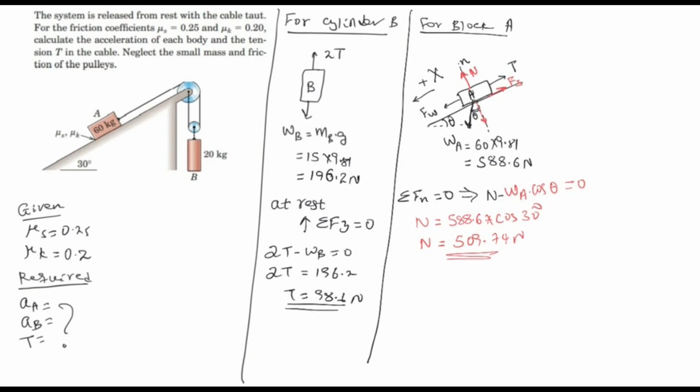Once we evaluate the normal force, let's evaluate the frictional force. So the static frictional force is equal to the static friction coefficient times the normal force, and if you substitute the numerical values, 0.25 times 509.74, you will get the static friction as 127.44 Newton. This is the static friction force.